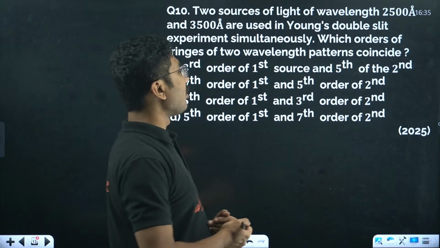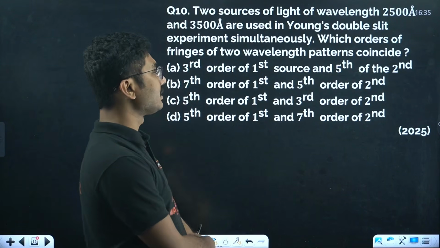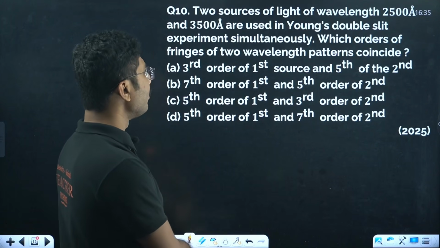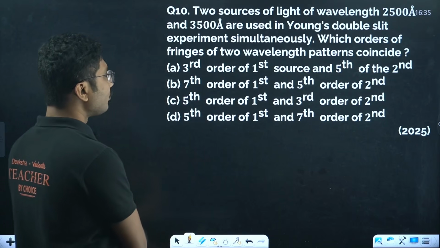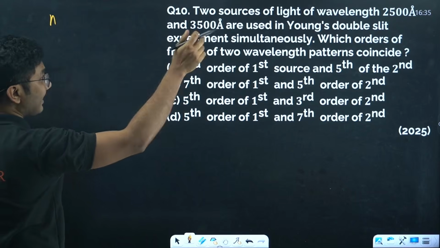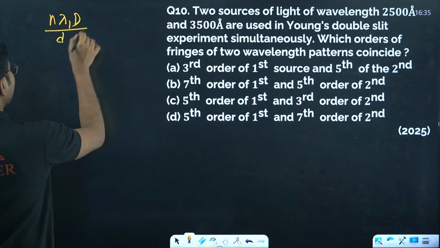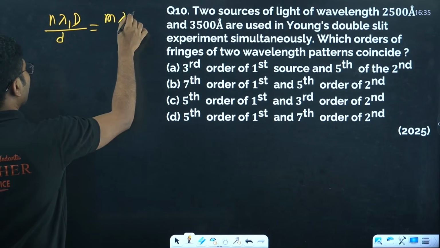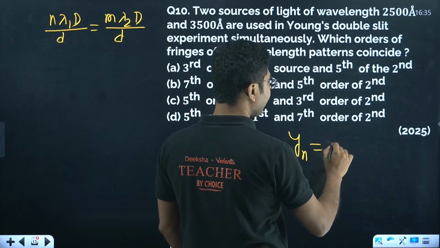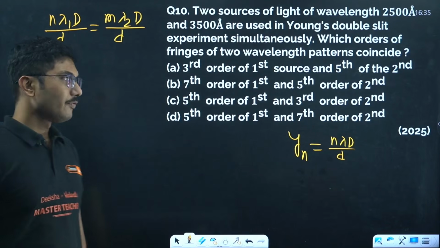Two sources of light of wavelength 2500 angstrom and 3500 angstrom are used in Young's double slit experiment simultaneously. Which orders of fringes of the two wavelength patterns coincide? So you have to find which orders are coinciding. Now we know that suppose nth of the first light, n lambda 1 D by d equals m lambda 2 D by d. Okay, this is a very common formula. The location of the nth bright fringe is given by n lambda D by d. Right, this is the location of the nth bright fringe.